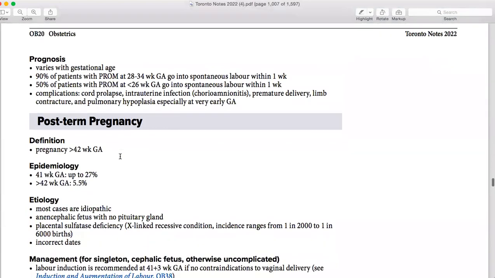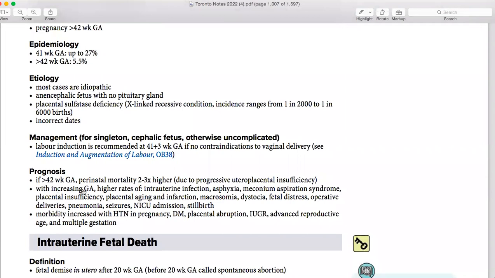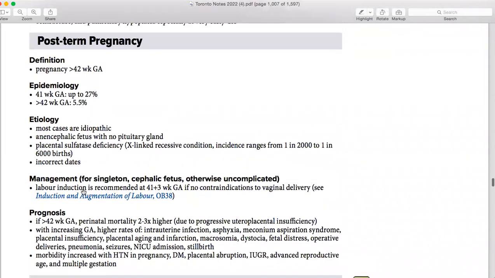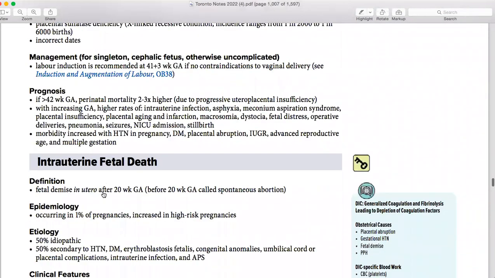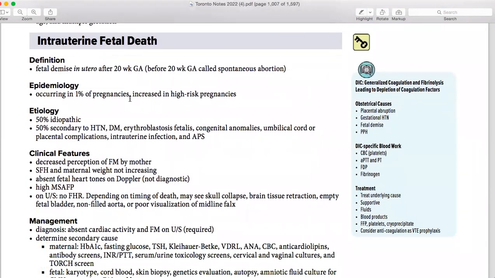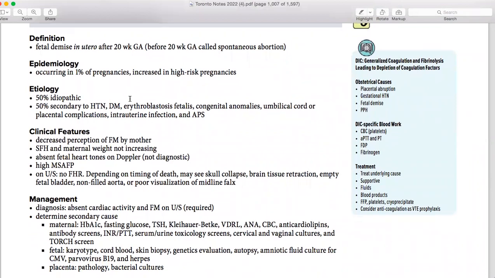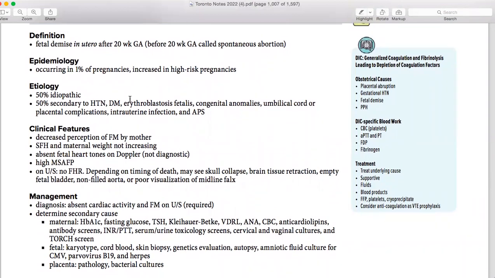You can read it. Post-term delivery. So what happens is basically macrosomia. So if you know macrosomia, post-term delivery would be easy for you. Then comes intrauterine fetal death. One of the very important topics, I would say. Questions might be asked from this, mostly in MCQs. So you need to know the concept of it.